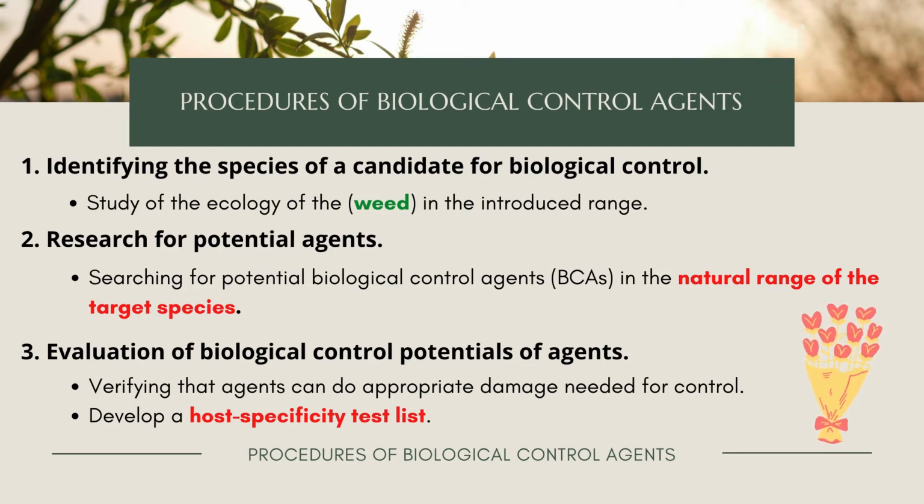The second step is to research for potential agents. This is the step of searching for potential biological agents in the natural range of the target species. The third step is evaluation of biological control potentials of agents. The evaluation is done by verifying that agents can do appropriate damage needed for control. The host specificity test list is also developed and finalized.